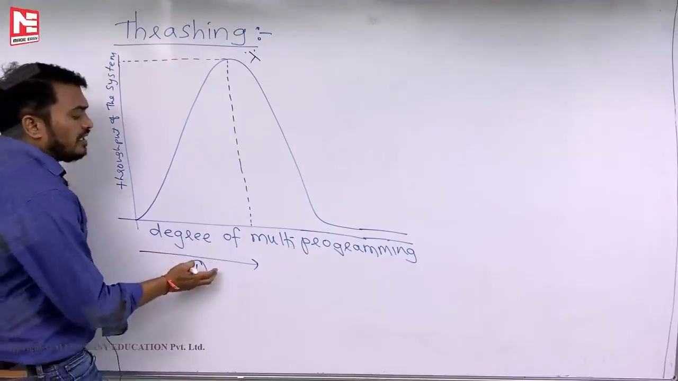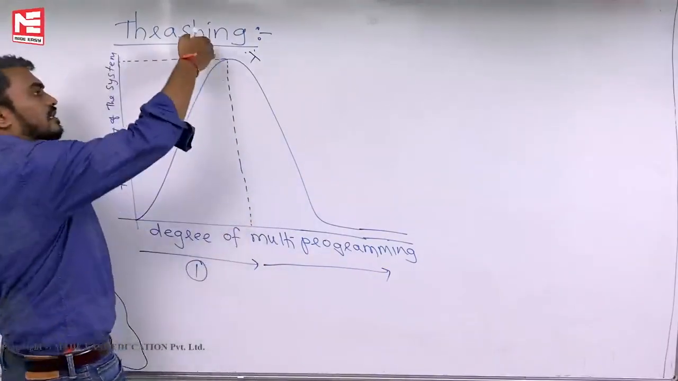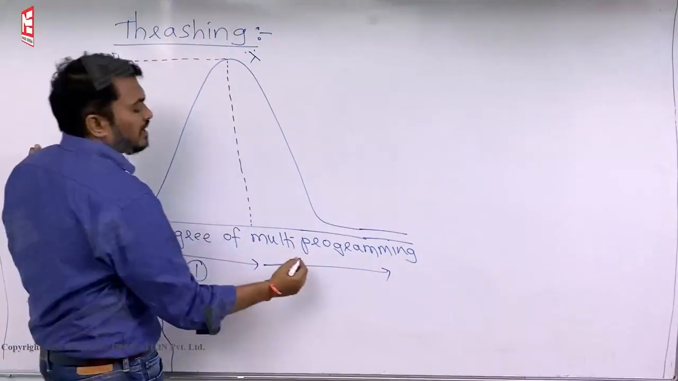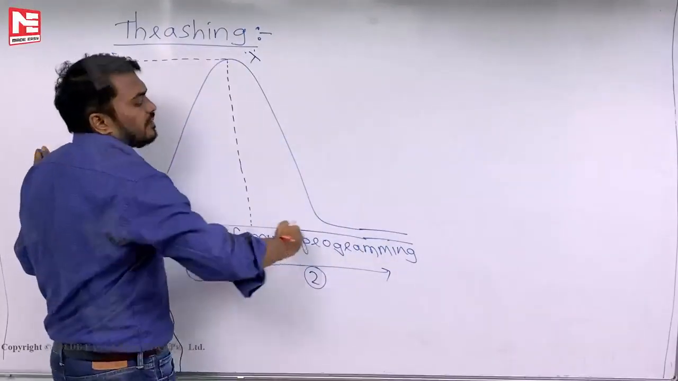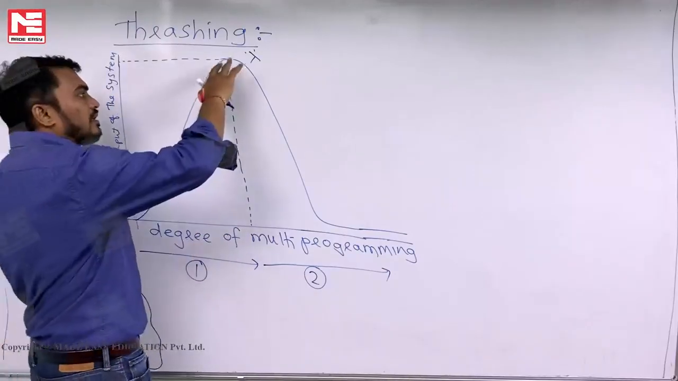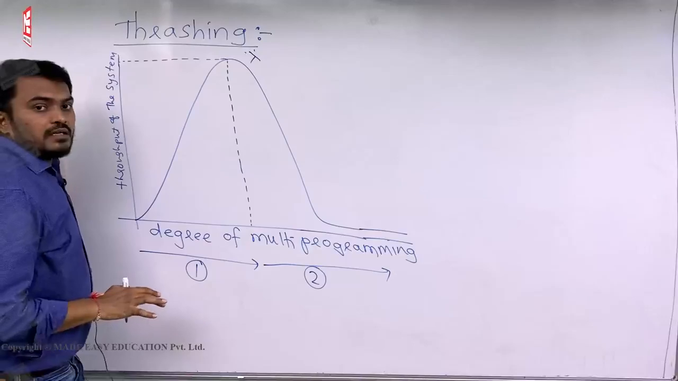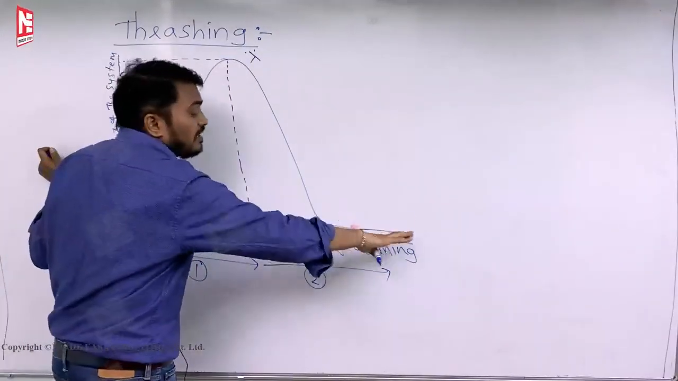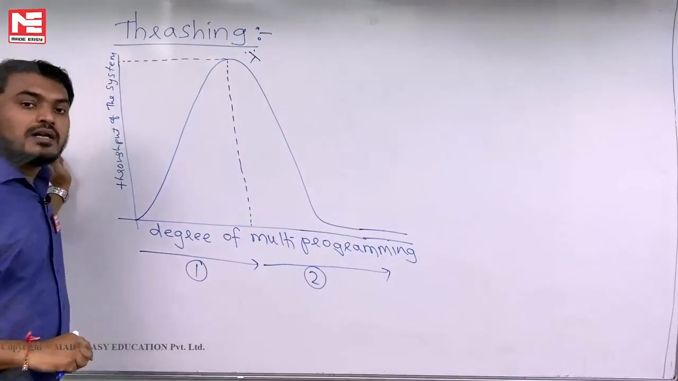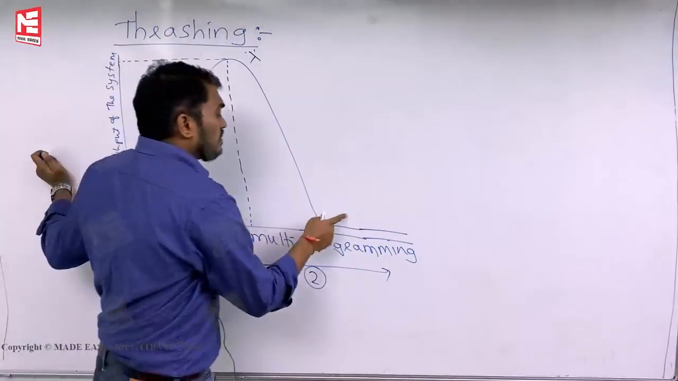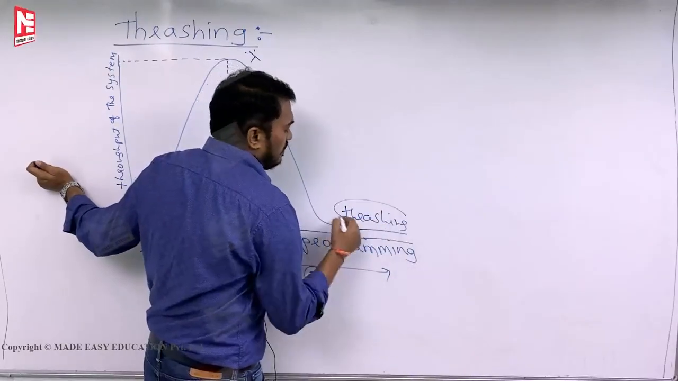But remember, if you further increase the degree of multi-programming after the point of lambda, let's say this is case number 2, the throughput of the system will drastically fall down. So this situation in the system is called as what? Thrashing. Okay, I will explain.